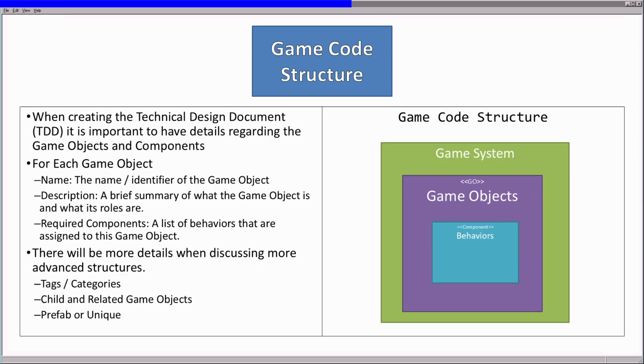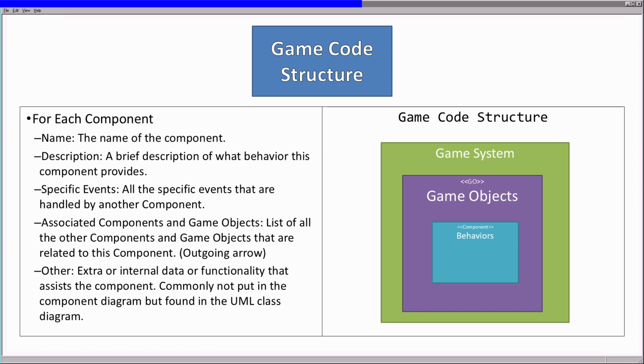When creating a technical design document, it is important to have details regarding the game objects and components. For each game object, it can be useful to provide the name or the identifier of the game object, a description, a brief summary of what the game object is and what its roles are, and required components, a list of behaviors that are assigned to the game object. There will be more details when discussing advanced structures, such as tags or categories, child and related game objects, and whether or not the game object is a prefab or unique.